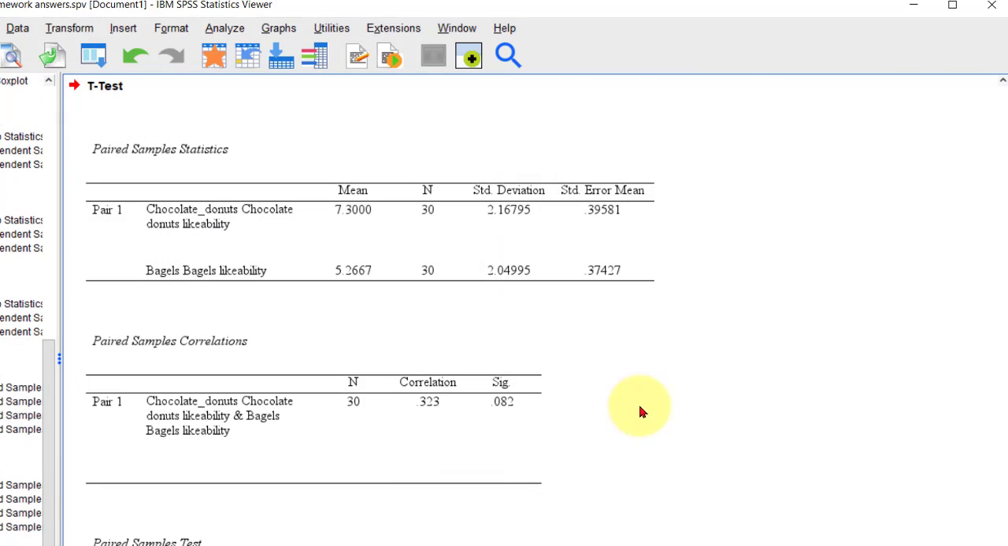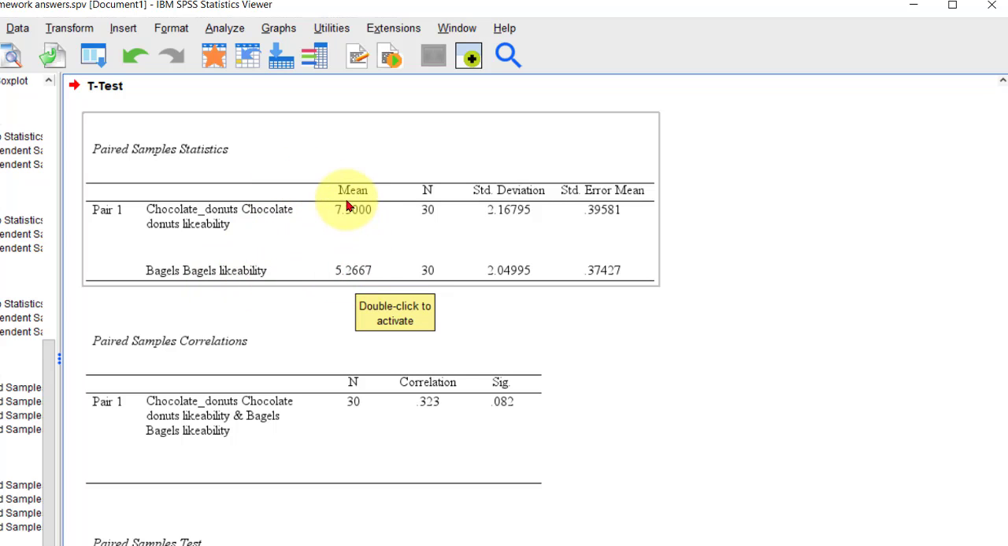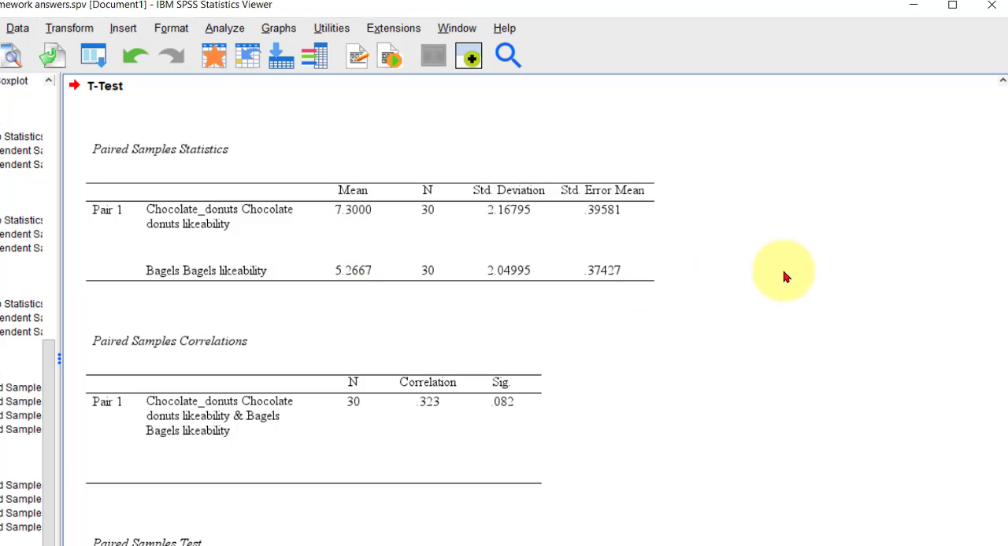All right, let's take a quick look. So chocolate was 7.3, very high on a scale of 1 to 10. The bagel was right in the middle, 5. So that looks like there's going to be a significant difference. But let's take a look.